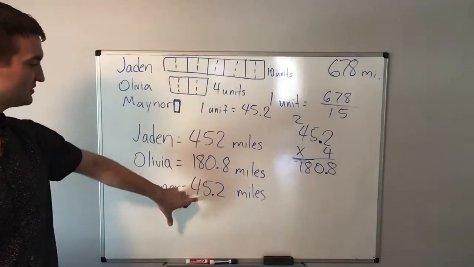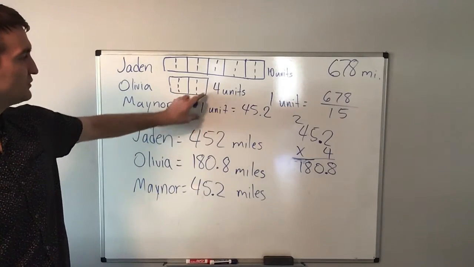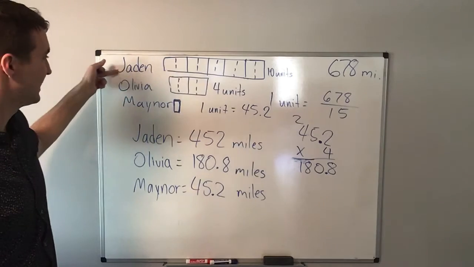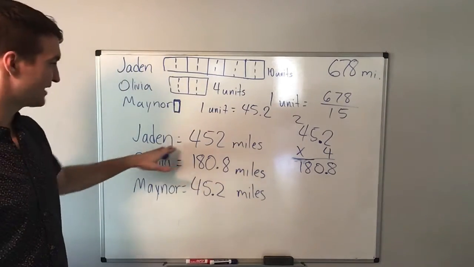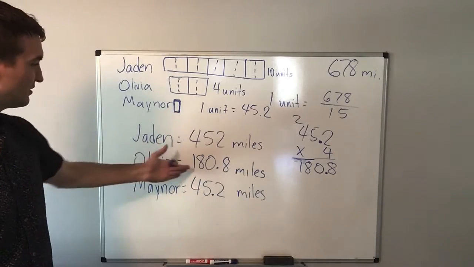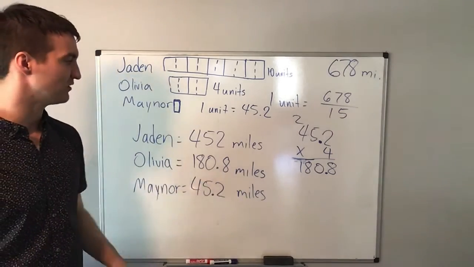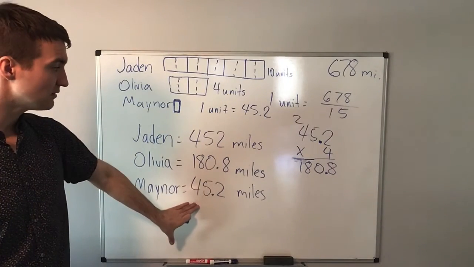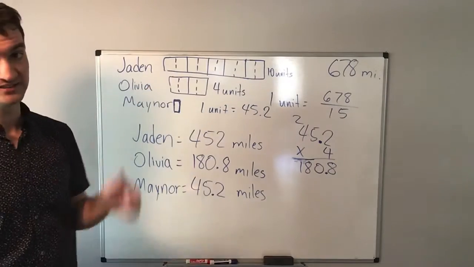So once I did that, I found my base unit, or what one unit was. One unit was 45.2. So once I did that, I took that 45.2 and I multiplied it to get Jaden and Olivia's distance. Okay? So Jaden traveled 452 miles, Olivia traveled 180.8 miles, then Maynard traveled 45.2 miles. Once I add all those up, I should end up with 678.